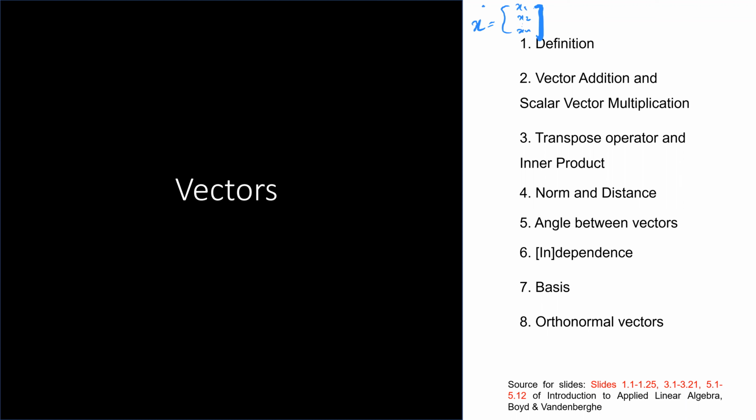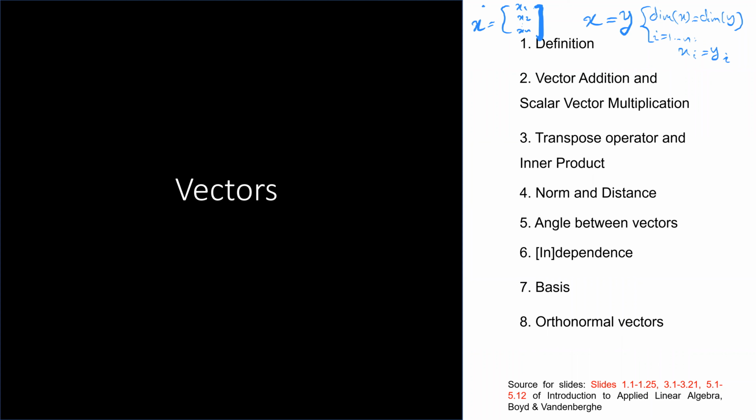We talked about vector equality. When vector x is equal to vector y, it means their dimensions are equal, and for all i from 1 to n, which is the dimension, x sub i is equal to y sub i. We also talked about the dimension of a vector, which is the number of elements in that vector. We also talked about specific types of vectors, such as zeros, ones, and unit vectors.